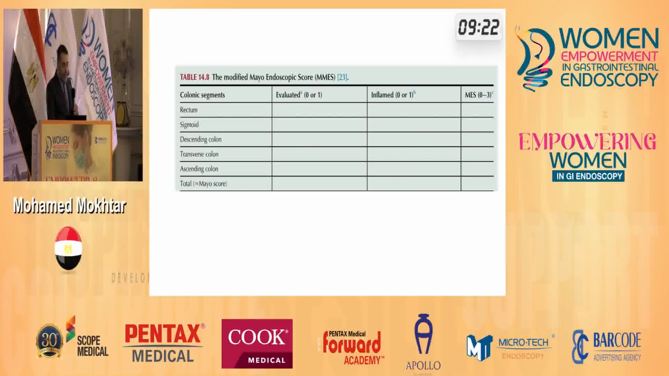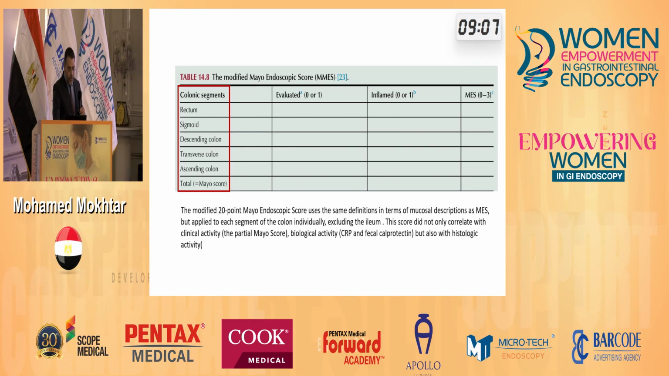For the modified Mayo endoscopic score, you apply the Mayo endoscopic score to each segment, so you have a 20-point modified Mayo endoscopic score. You apply it to each segment of the colon, except the ileum. The modified Mayo endoscopic score has a high correlation not just with clinical remission, but also with histological remission.